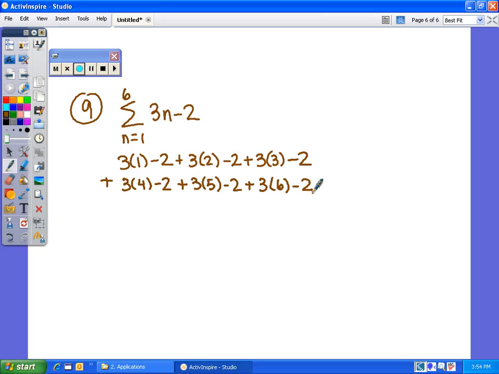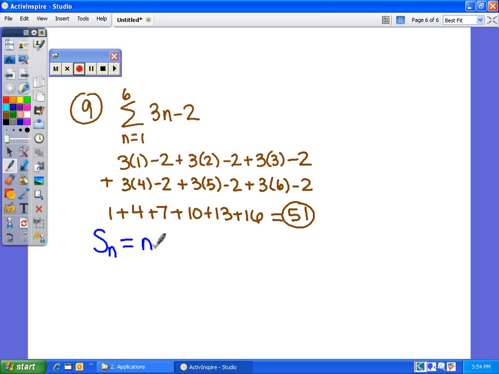Now once you work this out, you get 1 plus 4 plus 7 plus 10 plus 13 plus 16. Now the great thing about this is you can add these all up together if you want and simply get 51. Or you could have used this arithmetic series formula, which is S sub n equals n times a1 plus an all over 2. If you notice, we have 1, 2, 3, 4, 5, 6 terms, so n has to be 6.